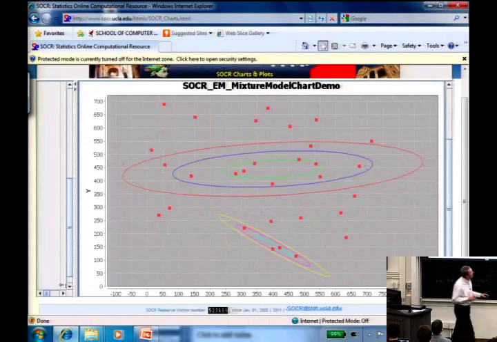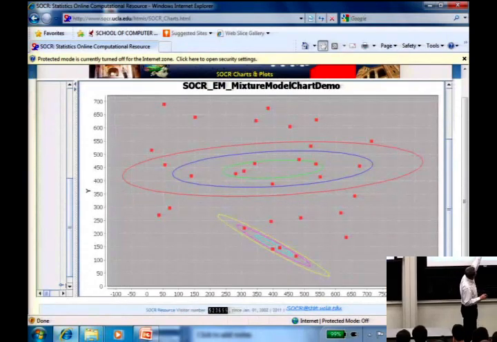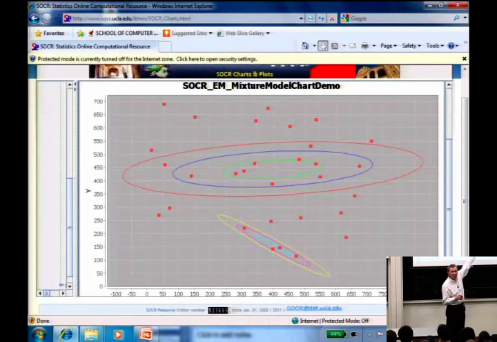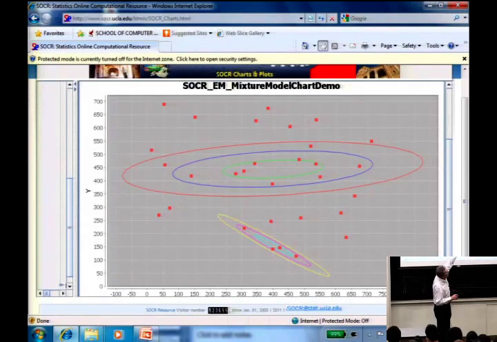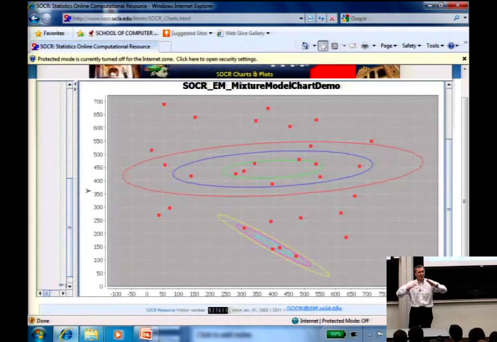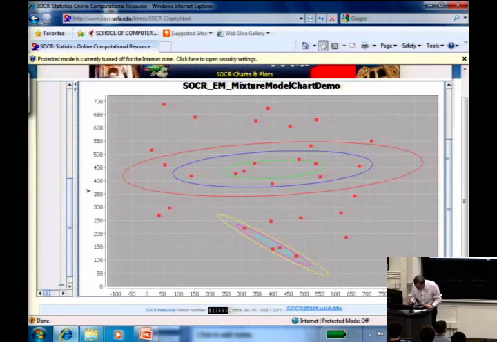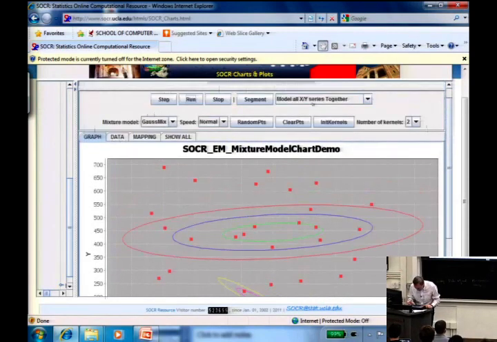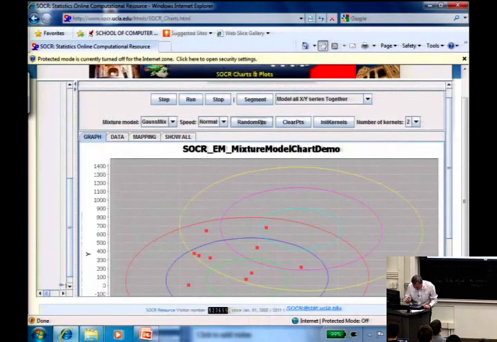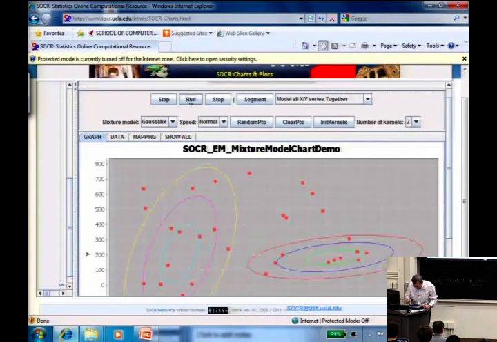Okay, now, some of those points don't have as high probability as they would if we used more clusters. But you see what's going on. It's trying to, and you also see it doesn't take that many iterations for EM to converge in this kind of a data set. So let's try it one more time. I'll stop this, clear the points, make up some random points, and then run.